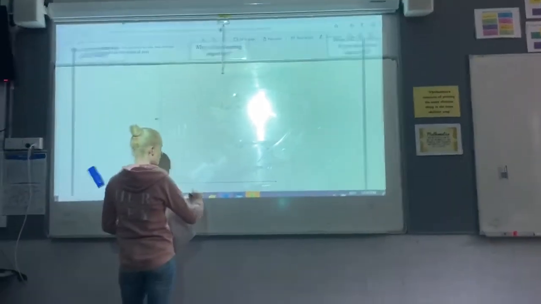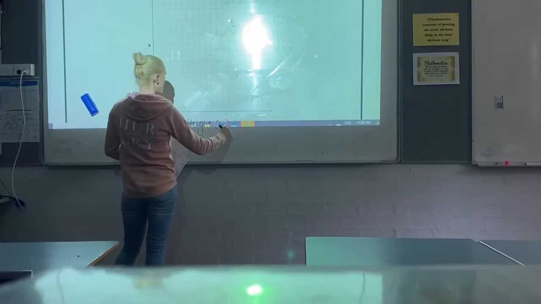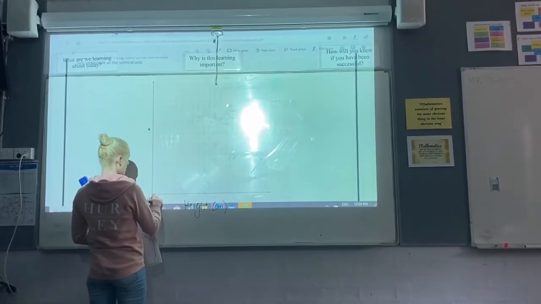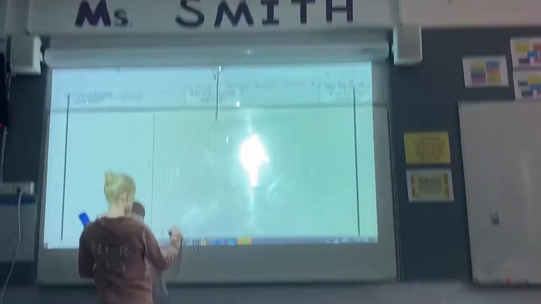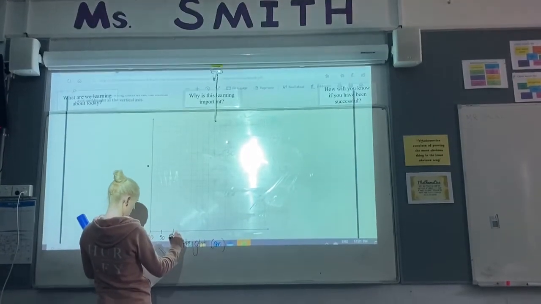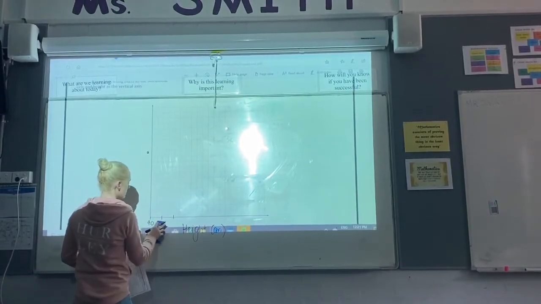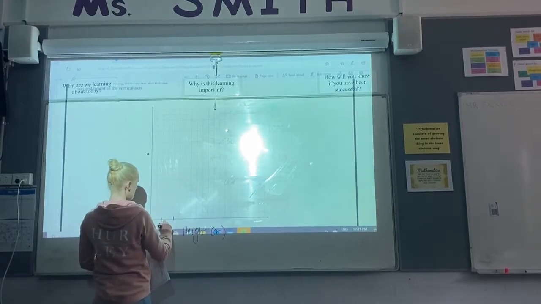So height's going to go here, writing the units down. It starts at 40 and goes up to 85. So 40, 50, 60. Now you can go up by 10, you can go up by 5. As long as you're consistent and it fits, it doesn't really matter.